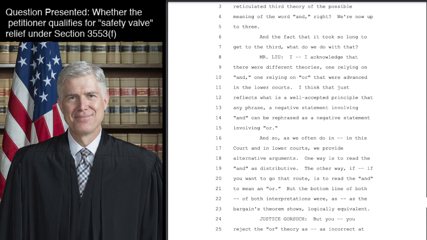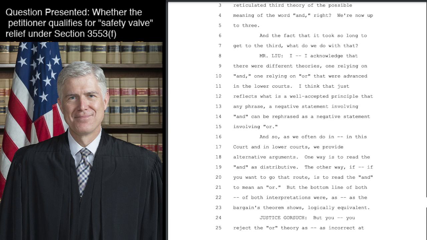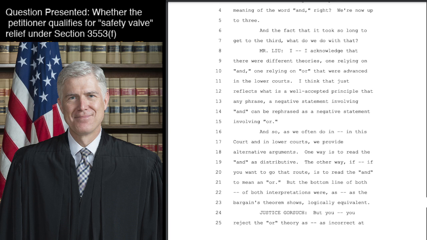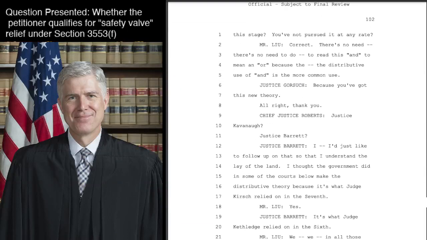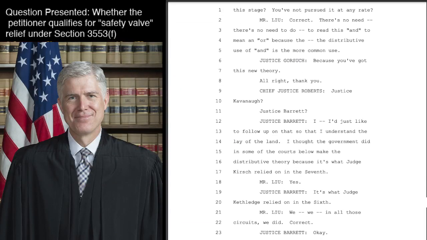One way is to read the "and" as distributive. The other way, if you want to go that route, is to read the "and" to mean an "or." But the bottom line of both interpretations, as De Morgan's theorem shows, is that they are logically equivalent. But you reject the "or" theory as incorrect at this stage. You've not pursued it at any rate. Correct. There's no need to read this "and" to mean an "or," because the distributive use of "and" is the more common use. Because you got this new theory.